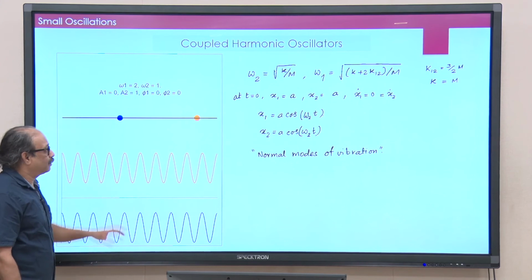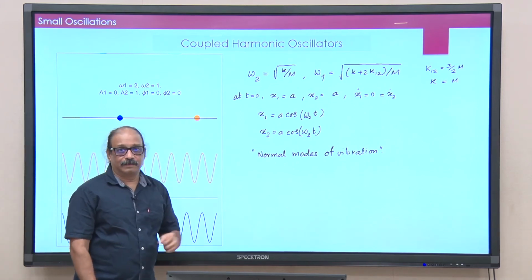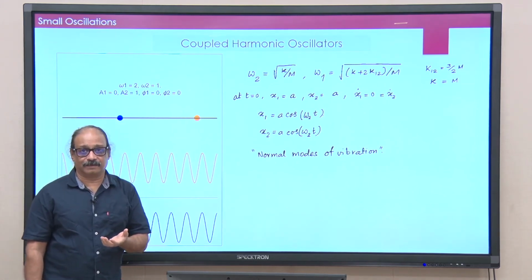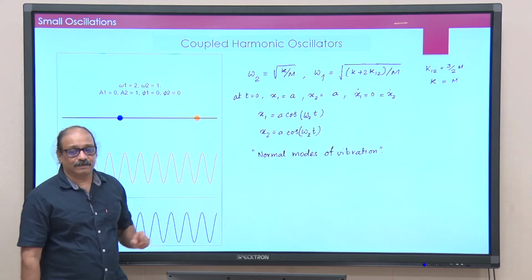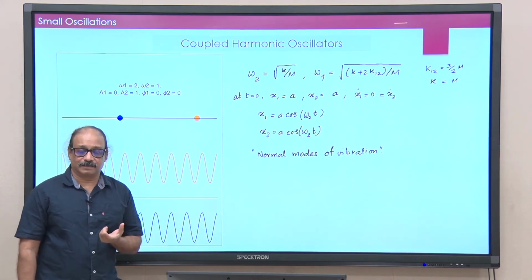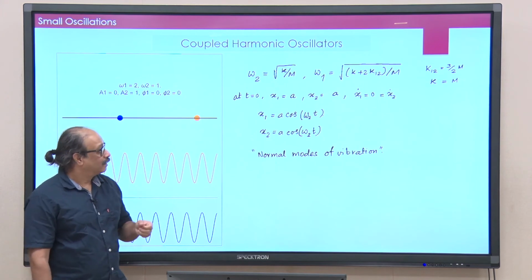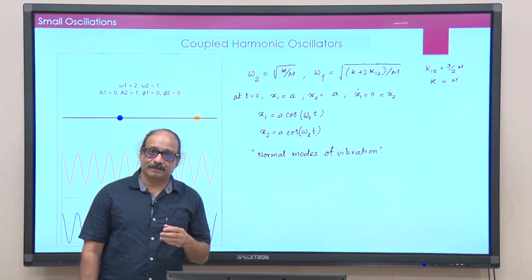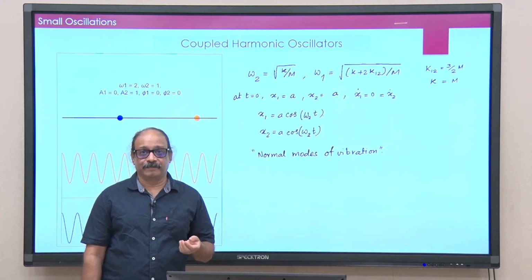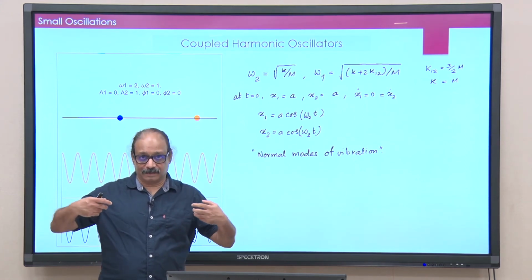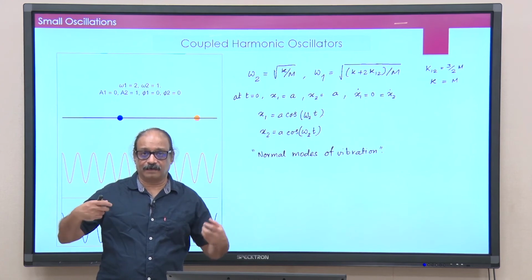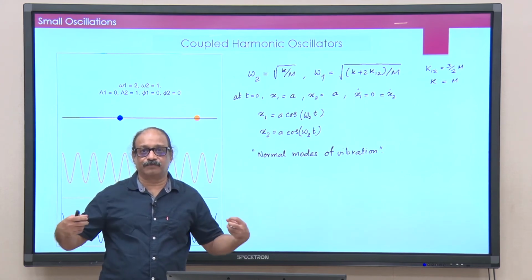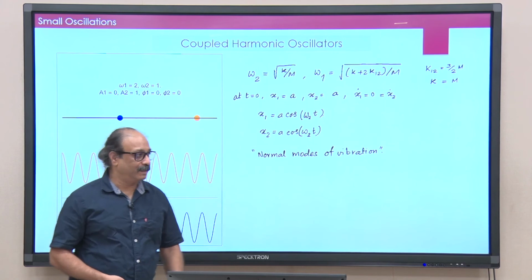And not surprisingly, for this one the middle spring is actually not participating. You can see that the length of the middle spring remains the same as its natural length, and that is why, not surprisingly, the second frequency just turns out to be square root k by m, which is the natural frequency of the two side springs if they were completely independent of each other.